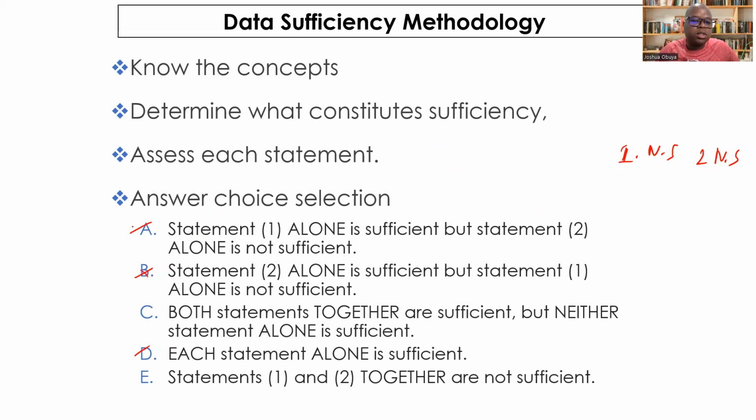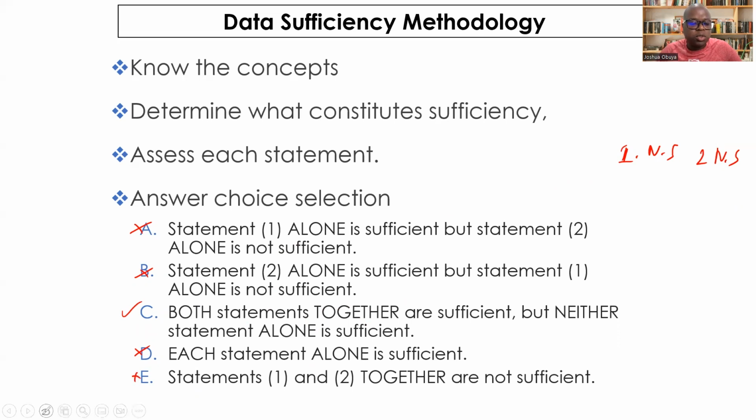And you're left with what? With C and E. That's the point at which you try combining the two statements together to see if they would help in achieving the sufficiency which you are to assess in the question. If combined they are sufficient, then you go for answer choice C. That means that both of them together are sufficient, but neither alone is sufficient. If you find that together they are sufficient, then you rule out answer choice E.